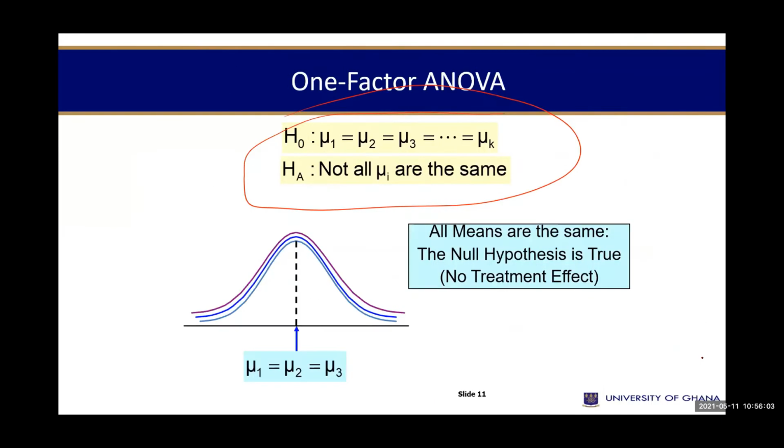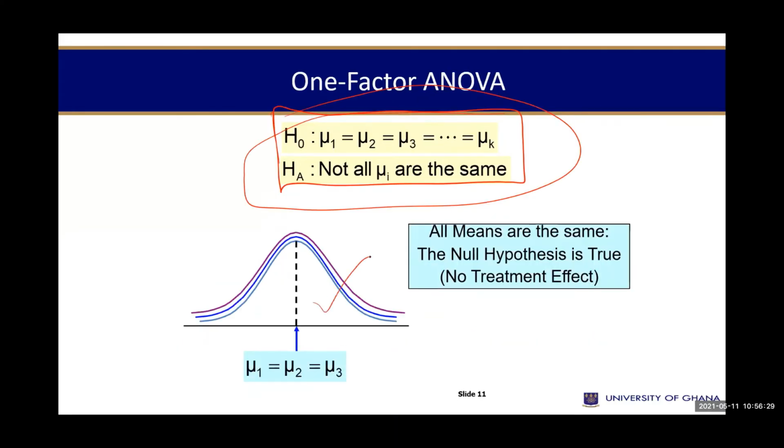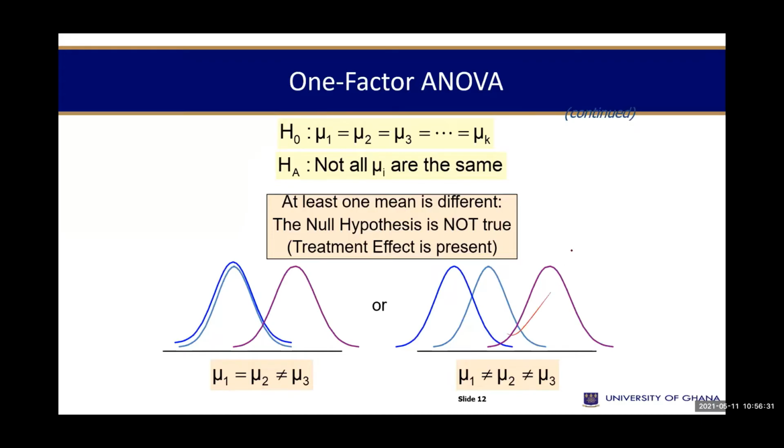In that sense, my hypothesis for ANOVA is just this way. Mean 1 equals mean 2, mean 2 equals mean 3, all the way to mean k. Then we also state that not all the mean i's are the same. This is the null hypothesis, and this is the alternative hypothesis, respectively, depending on where the difference actually exists.